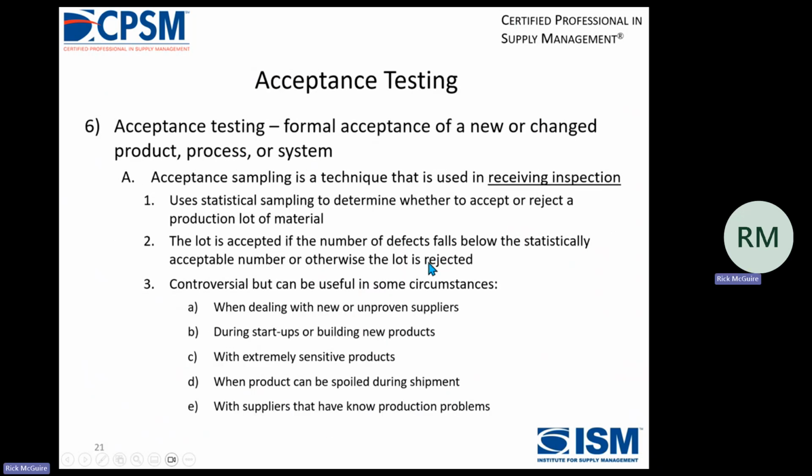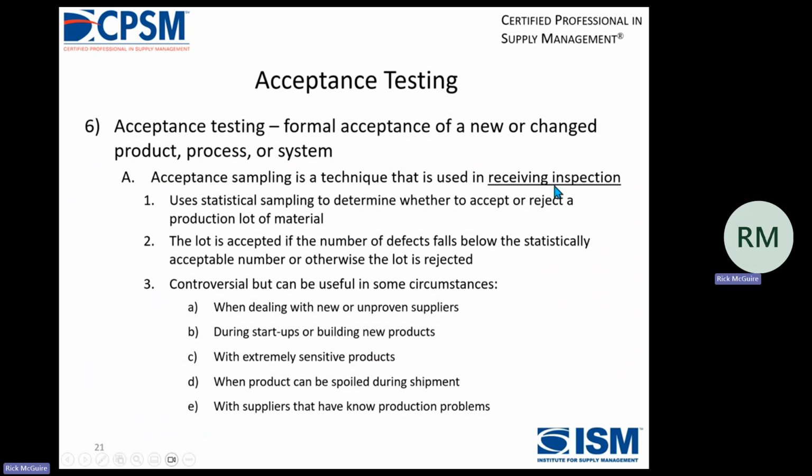Now I want to kind of change gears and go into receiving inspection acceptance testing. In automotive, we use the PPAP process for this. But it's the formal acceptance of a new or changed product, process, or system.